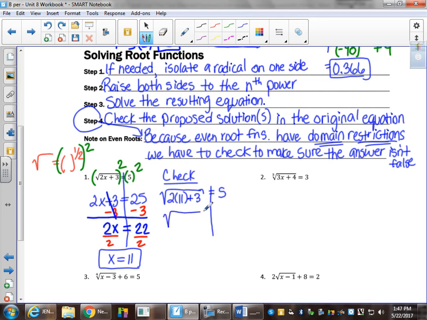Remember, the goal of a check is that left side equals right side. So on the left side, I have square root. 2 times 11 is 22 plus 3. And then on the right side, I still have 5. 22 plus 3 under the radical now becomes 25 equals 5. Notice I'm just bringing down the equals 5 each time. Square root of 25 is 5. 5 equals 5. Check. Now we are done. We had a potential answer, and we just confirmed that it is a real answer.